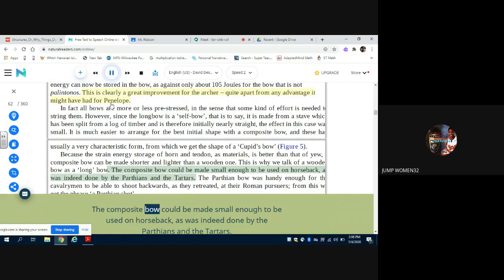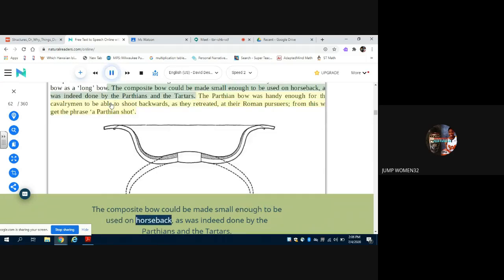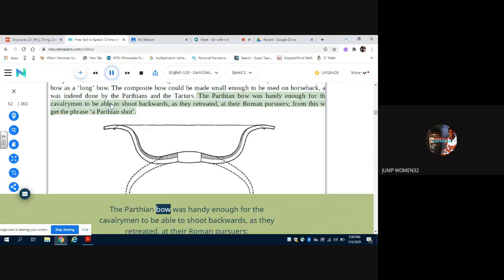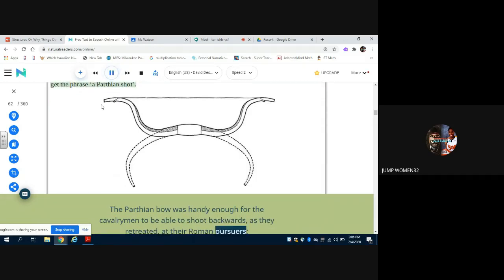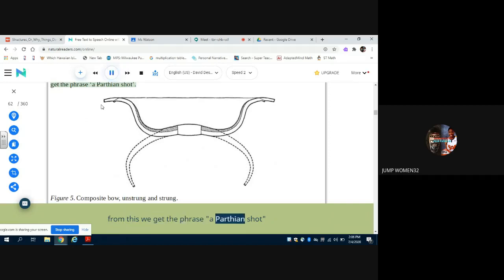The composite bow could be made small enough to be used on horseback, as was indeed done by the Parthians and the Tartars. The Parthian bow was handy enough for the cavalrymen to be able to shoot backwards, as they retreated, at their Roman pursuers. From this we get the phrase a Parthian shot. Figure 5. Composite bow, unstrung and strung.